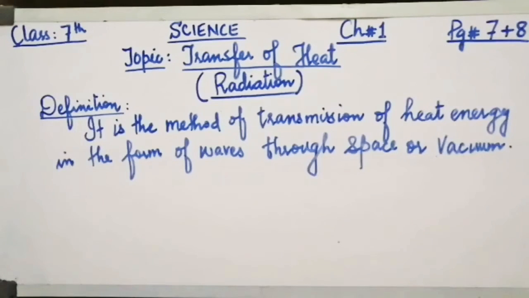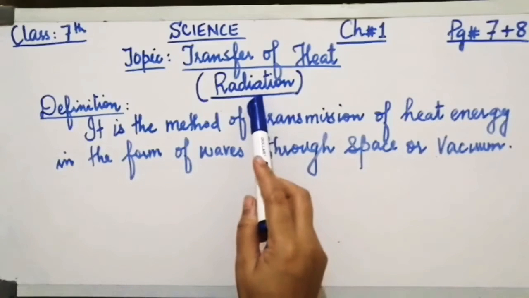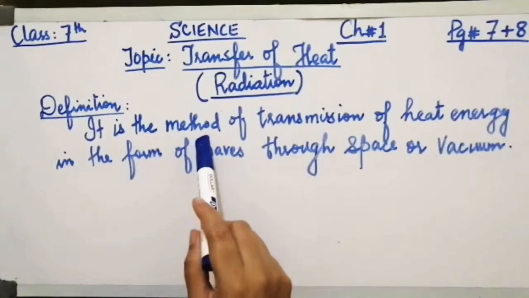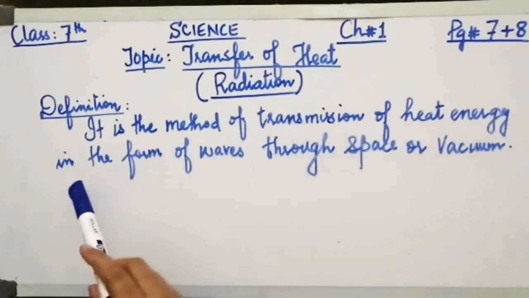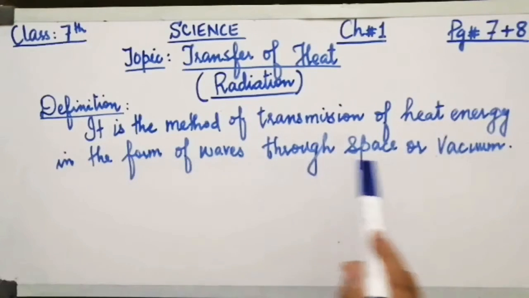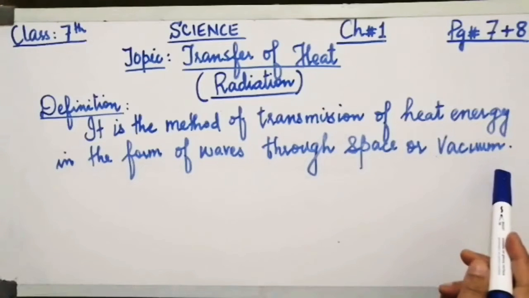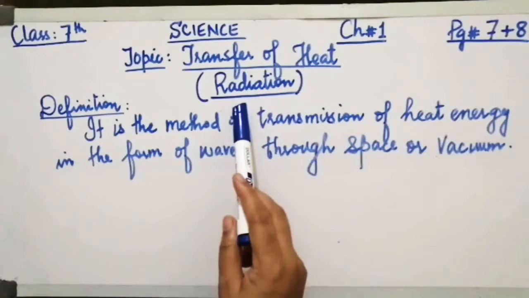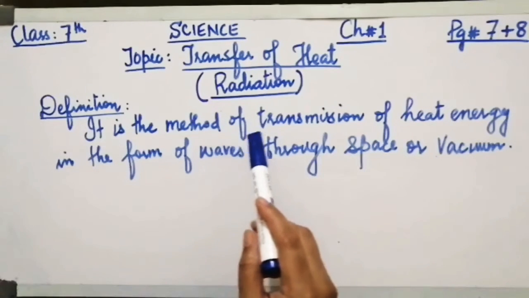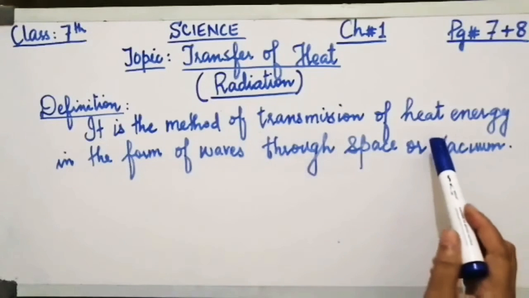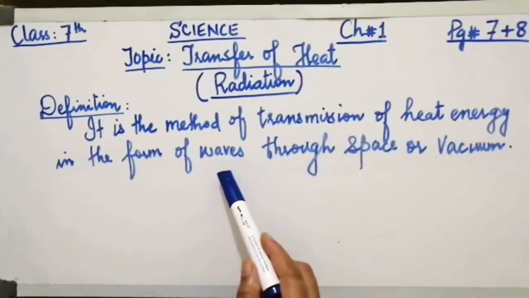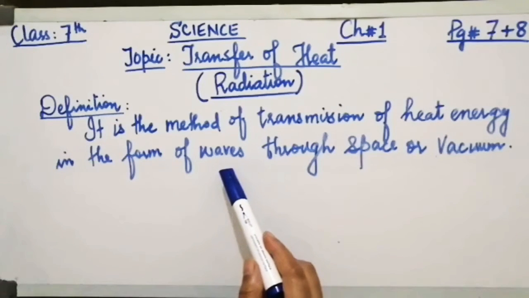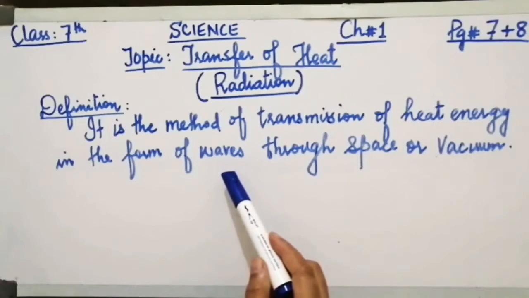Now we can define the process of radiation. It is the method or way of transferring heat, or transmission of heat energy, in the form of waves through space or vacuum. यानी रेडिएशन एक हीट को एक जगह से ट्रांसफ़र करने का मेथड है. ख़ास तौर पे ये एनर्जी किस शक्ल में ट्रांसफ़र होती है? इन द फॉर्म ऑफ वेव्स, लहरों की शक्ल में, जो हमें नज़र नहीं आती.